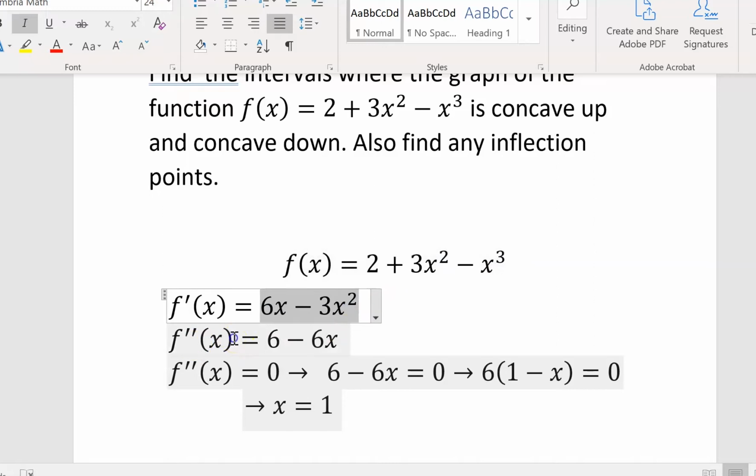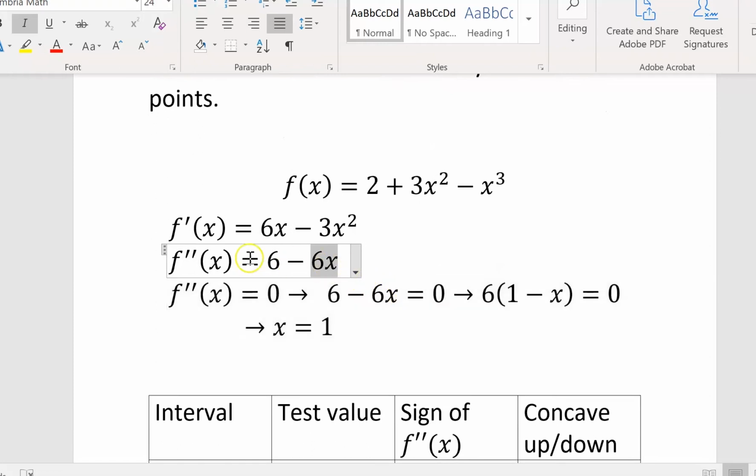But because you want the second derivative, you differentiate this again. And then you get 6 minus, when you differentiate 3x squared, you get 6x. So you want to find out where the second derivative changes sign. In order to do that, first you need to find out where it is 0. So you take the second derivative and set it equal to 0. So you put 6 minus 6x equal to 0.